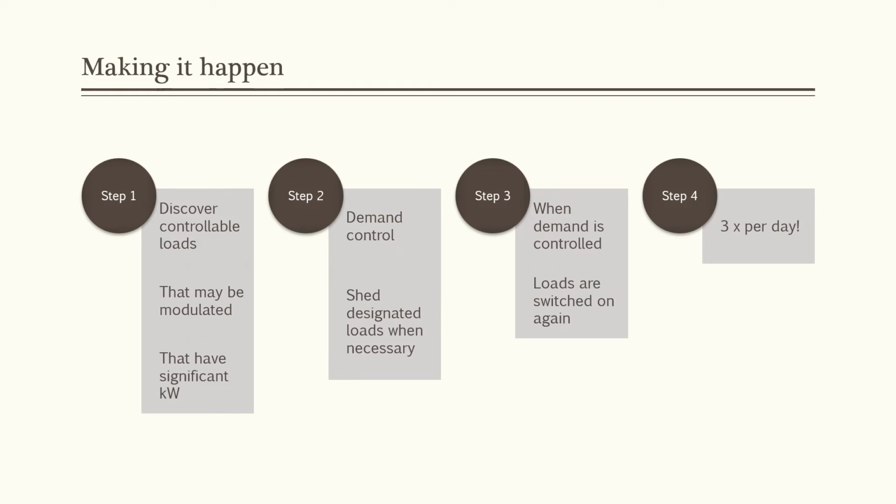Step 2, make sure that you have a demand control system. Usually energy management systems incorporate that. And the idea is shedding designated loads when necessary. The third step is when the demand is controlled, these loads that were shed will be now switched on again. And of course, this will only happen 3 times per day.